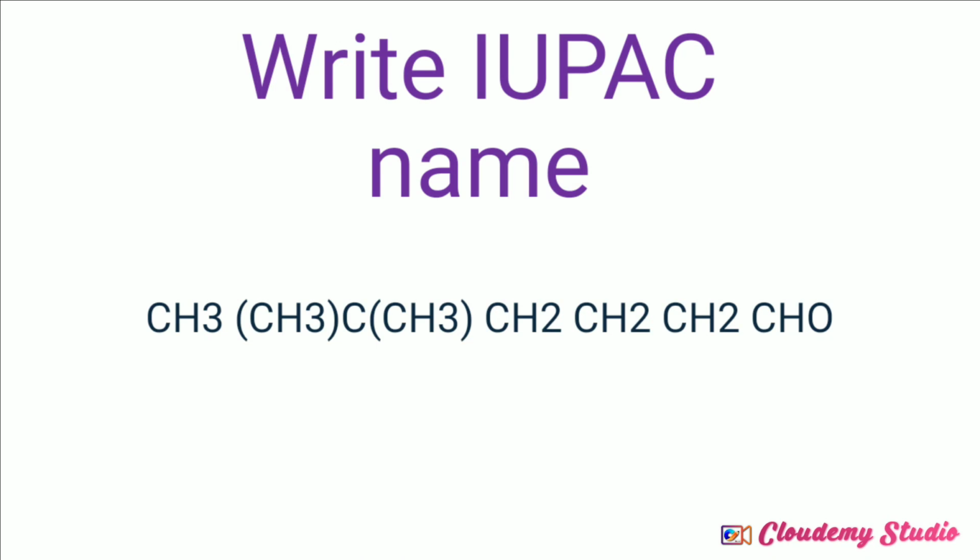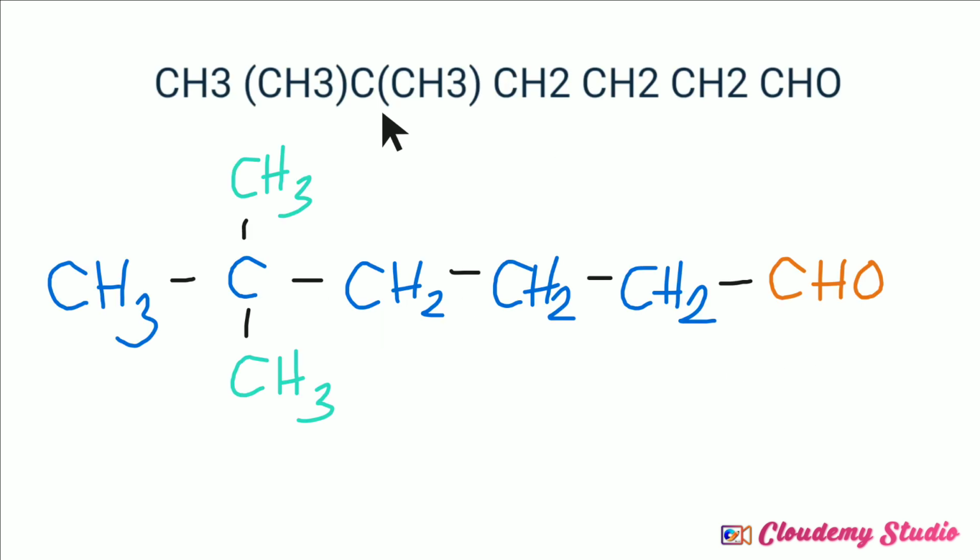Hello friends, let's write the IUPAC name for the given compound CH3, CH3C, CH3, CH2, CH2, CH2, CHO. First, the condensed formula is expanded. So accordingly, now we have got this displayed structure.